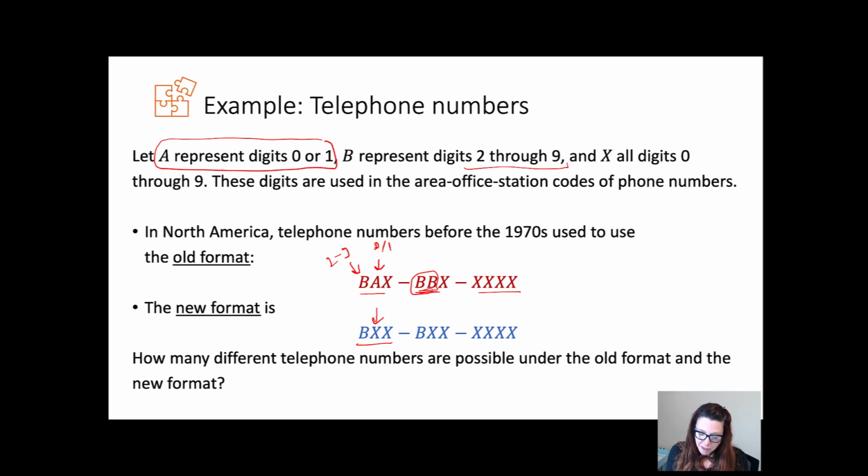Okay, so my question to you, and I really want you to think about it, is how many different telephone numbers are possible under the old format and then under the new format? And it's a good question, Adam. Why didn't they use just all the digits straight off?